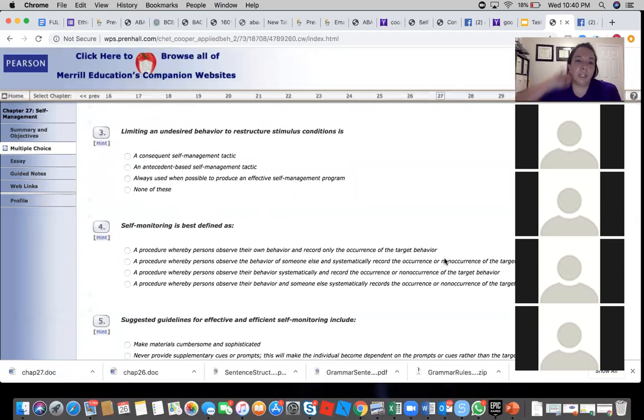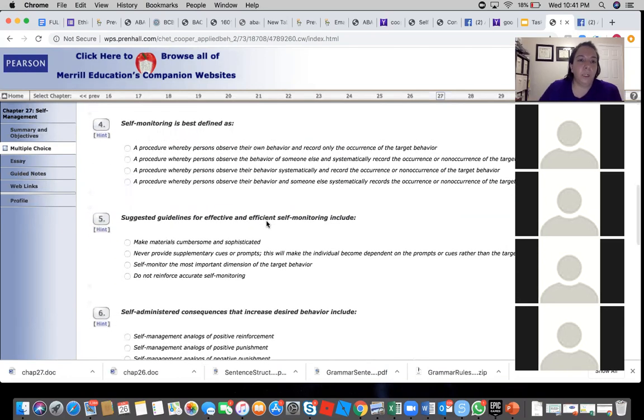Number 3, limiting an undesired behavior to restructure stimulus conditions is A, a consequent self-management tactic, B, an antecedent-based self-management tactic, C, always used when possible to produce an effective self-management program, or D, none of these. B. Antecedent-based self-management. Okay, does everyone agree? Yes. All right.